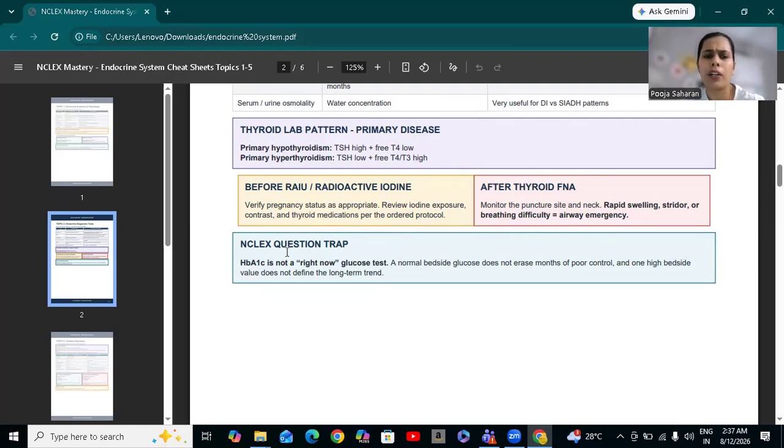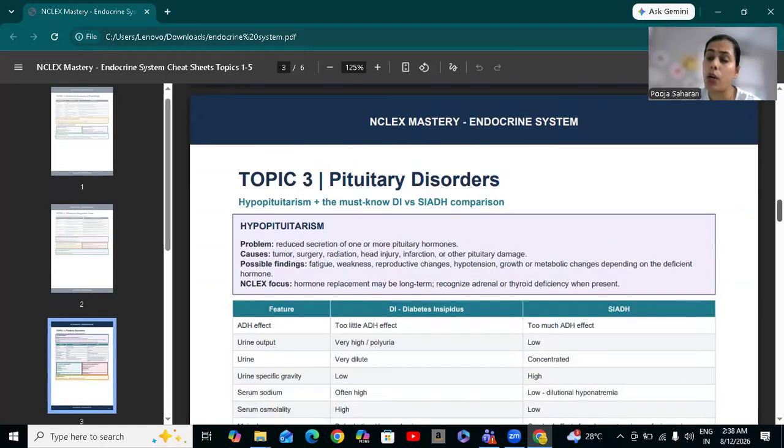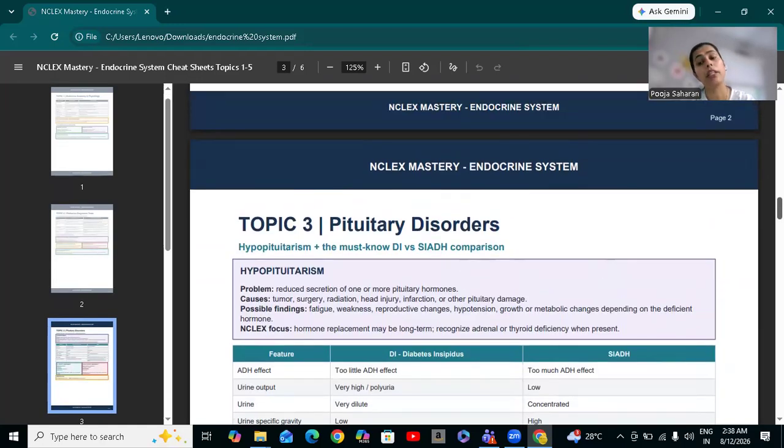Now we're going to talk about a question trap. HbA1c is not a right-now glucose test. It is about 2 to 3 months or 90 days. Yes, so a normal bedside glucose does not erase months of poor control, and one high bedside value does not define the long-term trend. Yes. So these are all about the anatomy and physiology and the introductory part.